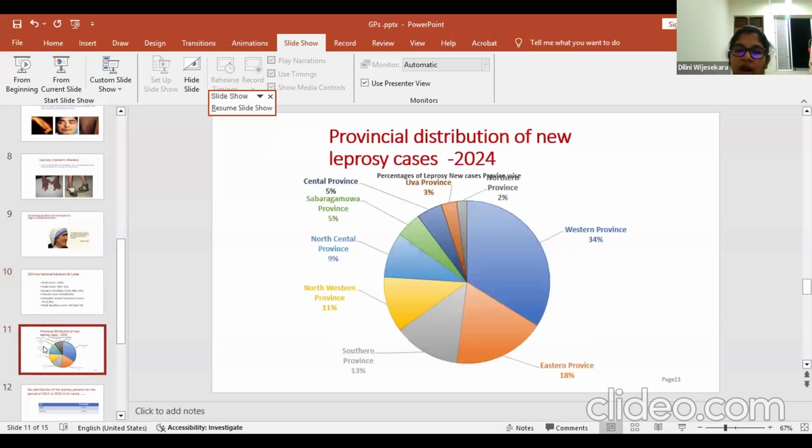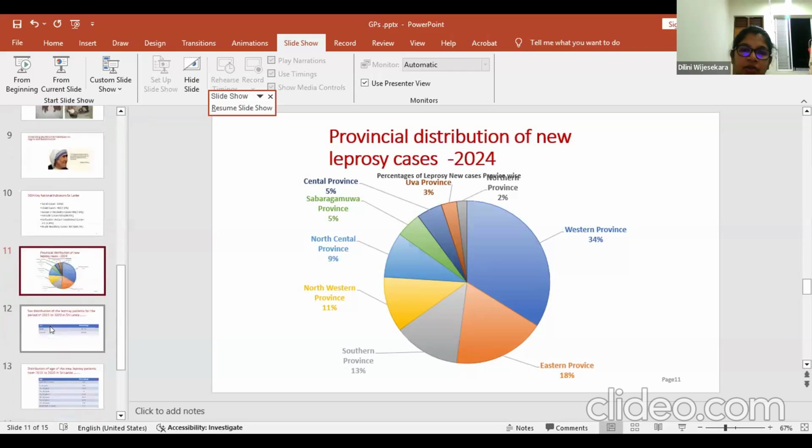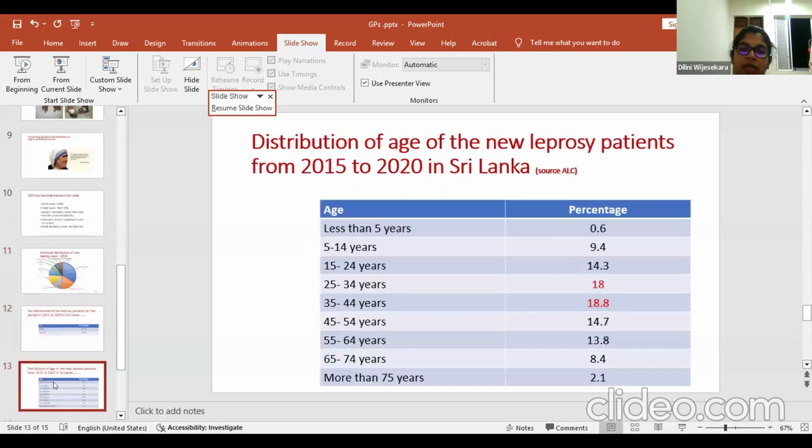So to tell you a bit on the epidemiology of leprosy, we identified the majority of the patients from Western province plus Eastern province. Annually more than 50% of the patients we are identifying are from these two provinces. Apart from these two, from down south, Galle, Matara, Hambantota, and northwestern province, Puttalam, Kurunegala, and North Central Province, that means Anuradhapura, Polonnaruwa, we are identifying the majority of the patients. So I have told you this, and anyone can get leprosy.